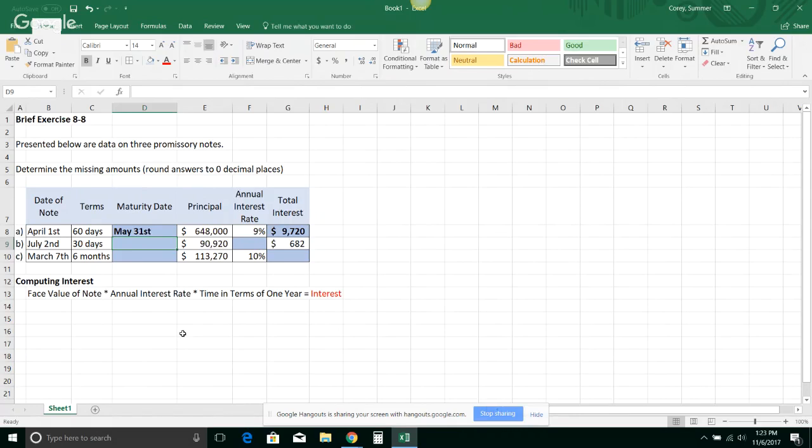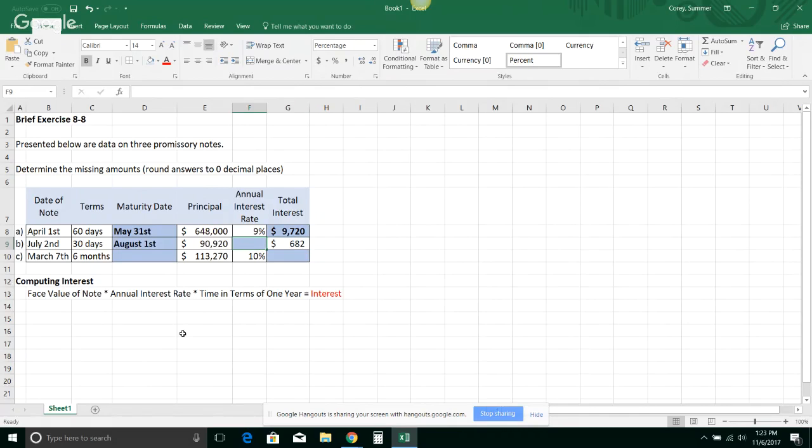So now for B, we have July 2nd. The terms are 30 days, and the maturity date is going to be August 1st, and that's 30 days from July 2nd. And now this one tells us that our principal is $90,920. It doesn't give us our annual interest rate, but it does give us our total interest. So we're going to do things differently here.